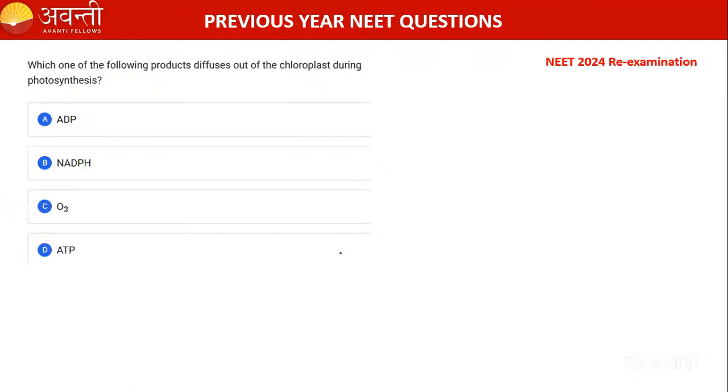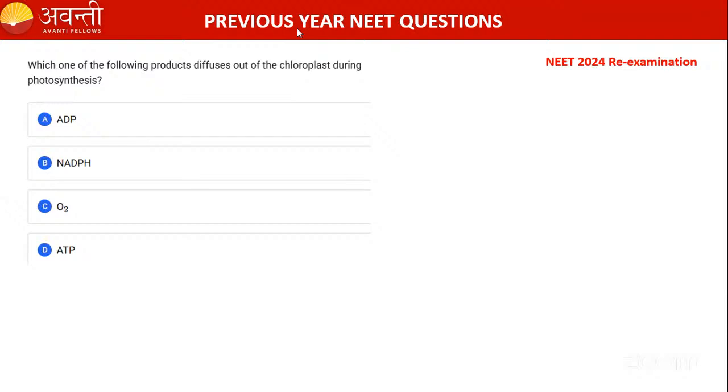Which one of the following products diffused out of the chloroplast during photosynthesis? ADP, NADPH, oxygen, ATP. Just see the question properly. Which is diffusing out? What we don't require, which is releasing out? See the questions properly. The questions were very easy, but the understanding is important.